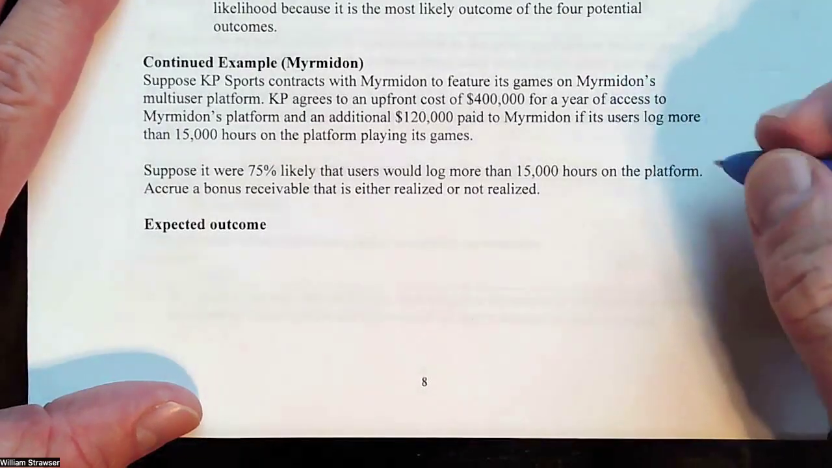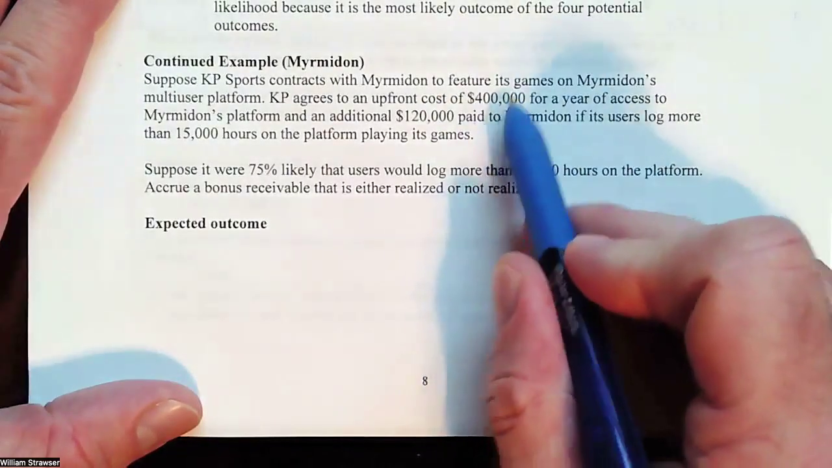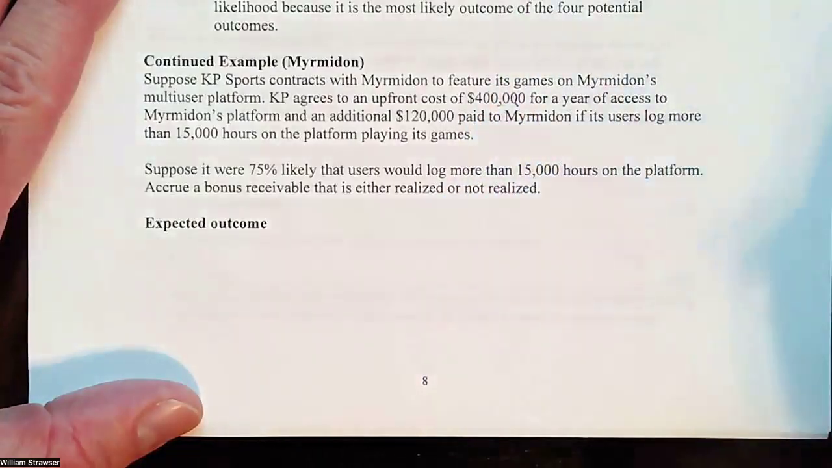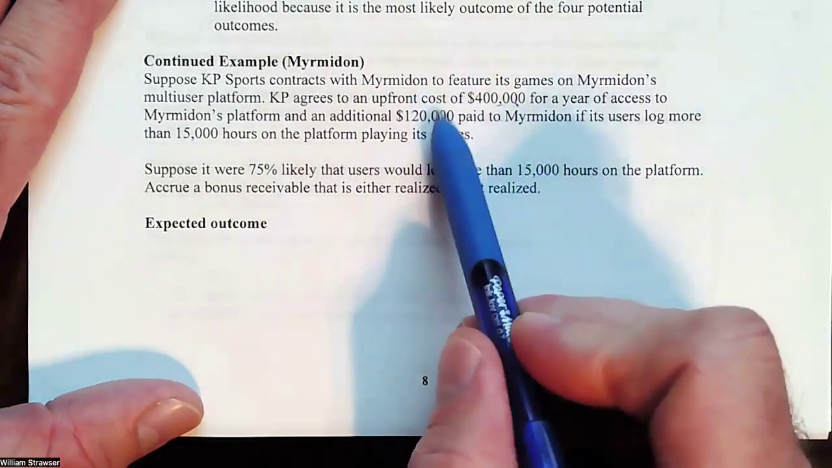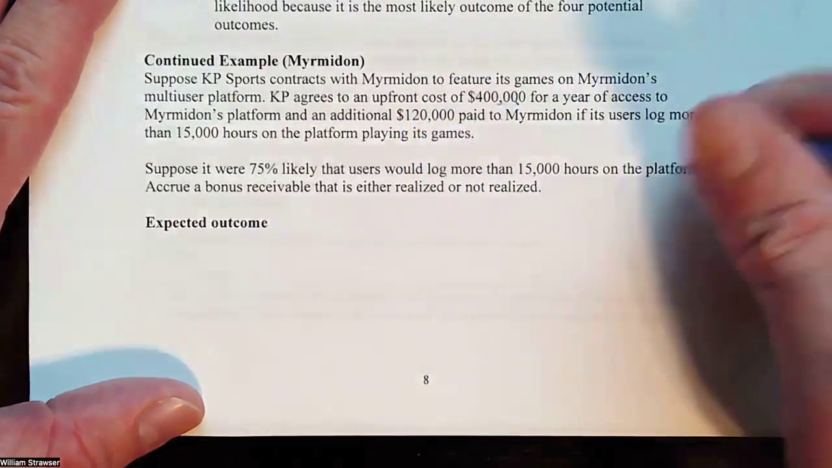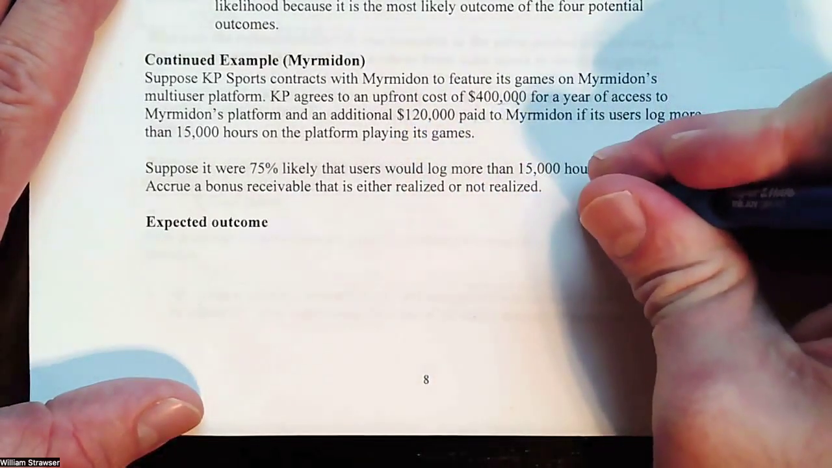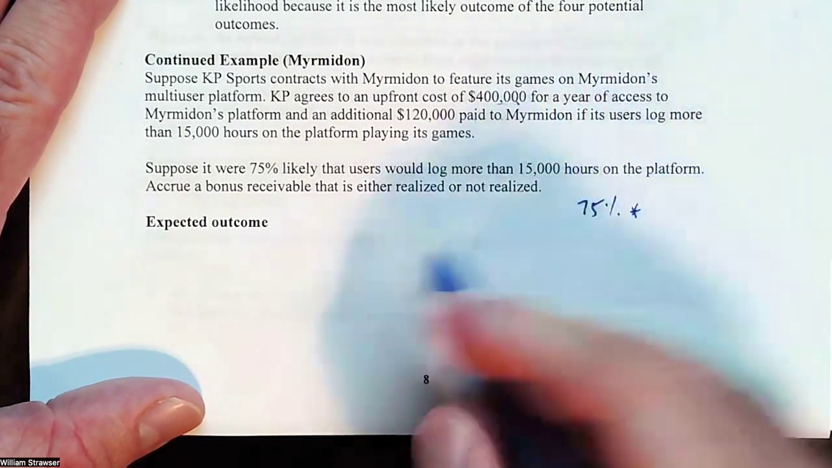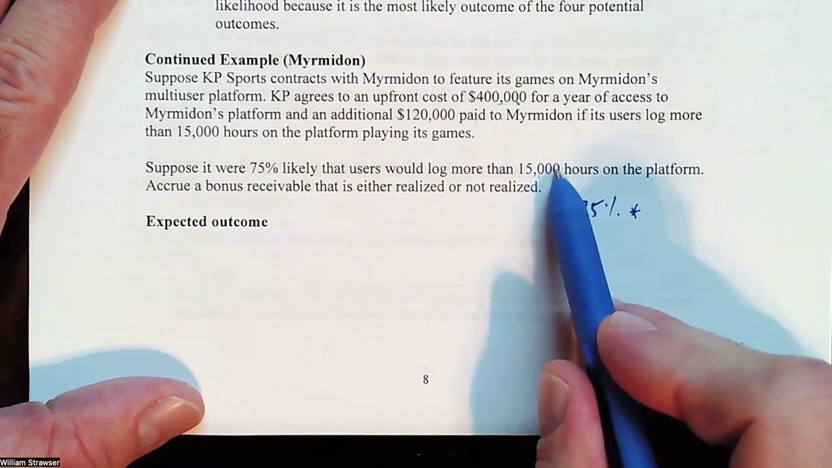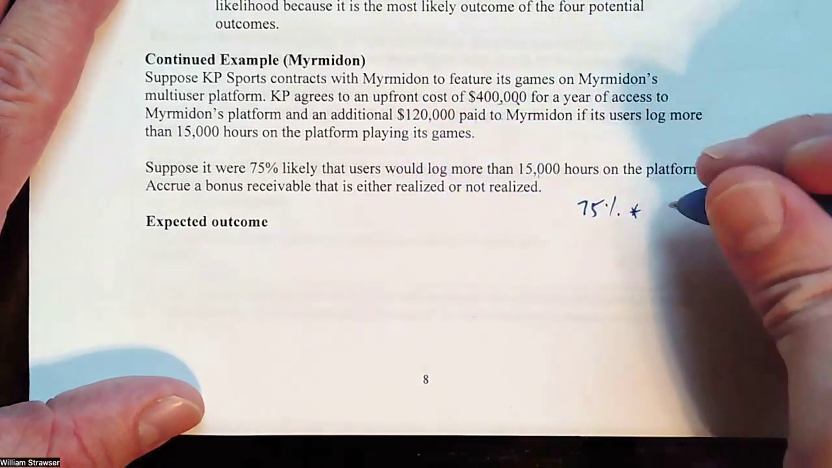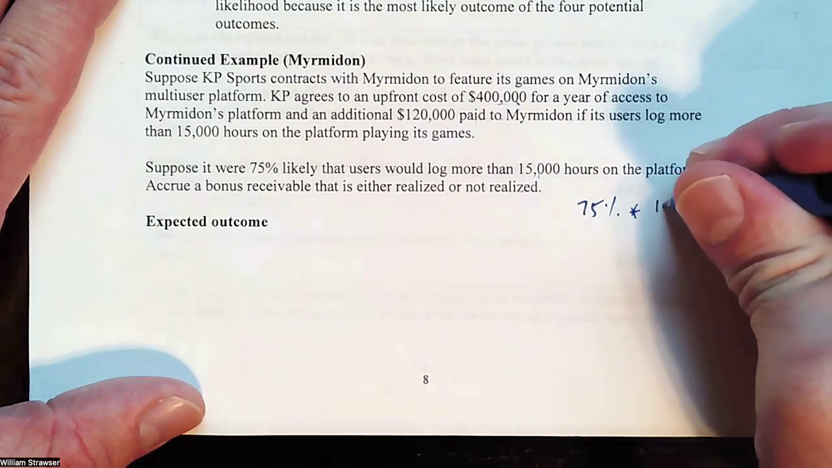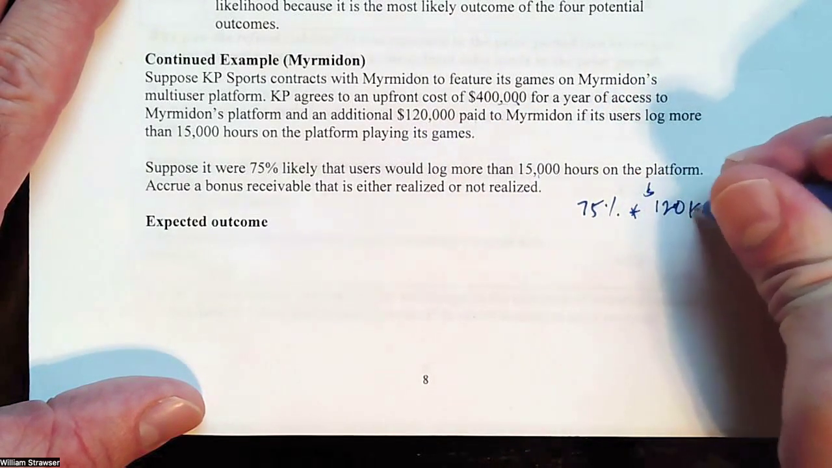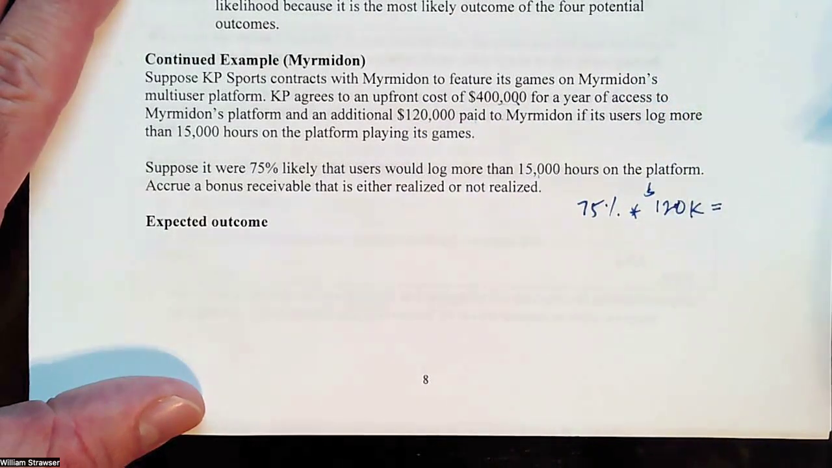let's just look at what it would be under either one. So the $400,000 is really set. This is something we don't have to manipulate. That is just for access. Really, what's at stake here is this 120. And if we're using the expected likelihood, it's 75% that we will log the sufficient hours for that bonus to trigger, and Myrmidon will get its variable consideration for that.